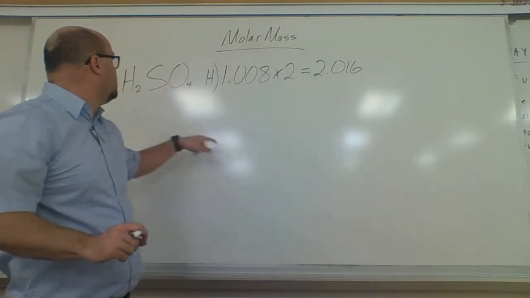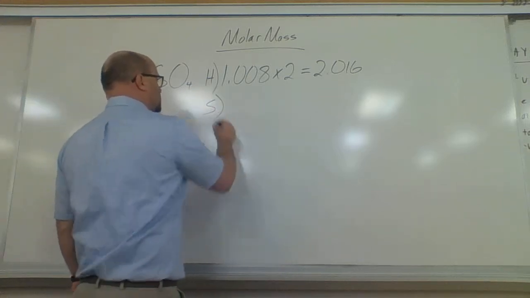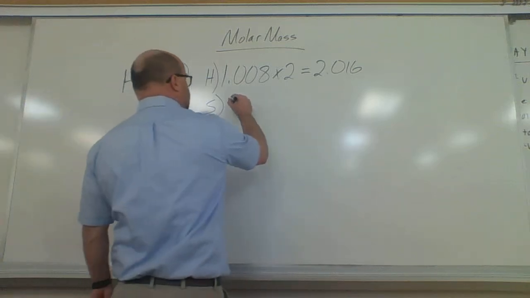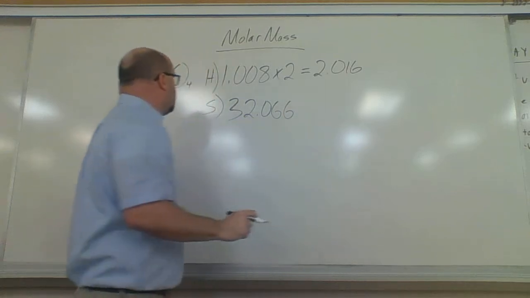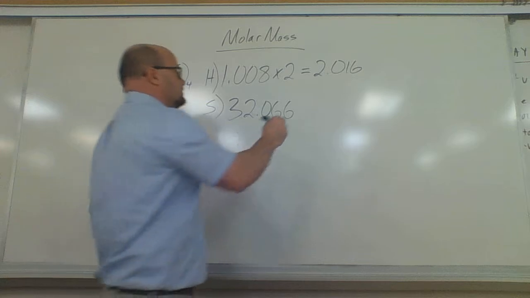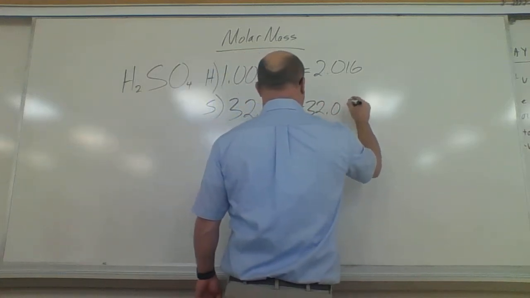Next up, we have sulfur. Now let's write sulfur, and sulfur's mass is 32.066 grams. There's only 1 sulfur, so we don't have to multiply anything. 32.066.